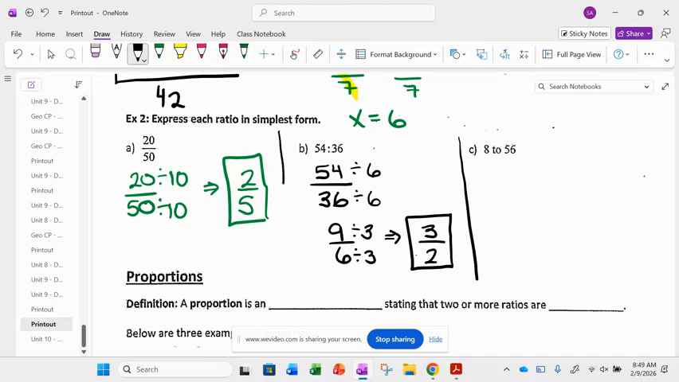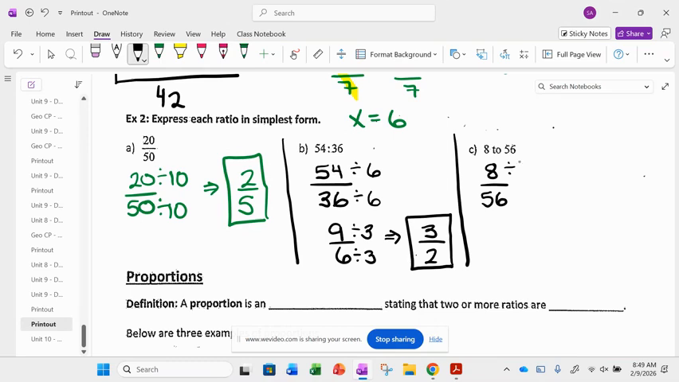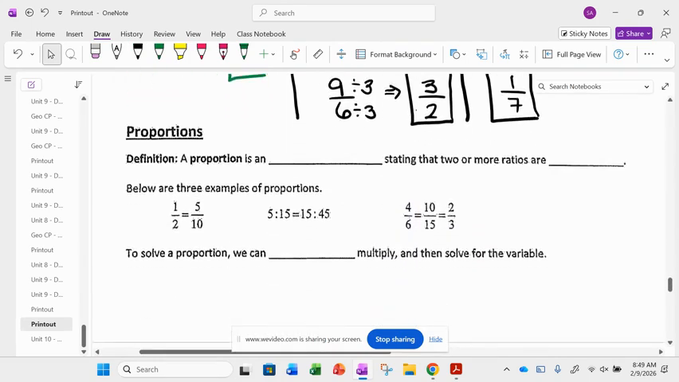All right, you guys do letter C. Okay, so for letter C, we have 8 to 56. I'm going to divide top and bottom by 8, and we get 1 over 7, or 1 to 7. How many people got that? All right, let's keep going.